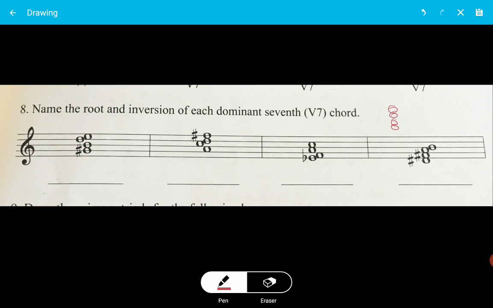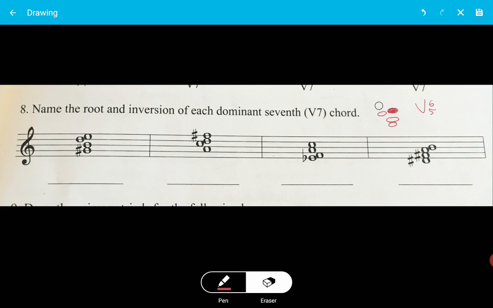And first inversion is called 6-5 because of how the intervals are placed, okay? So in the case of 6-5 inversion, your position is going to look like this, and your root is going to be on top right here, okay? That's the first inversion, 6-5.